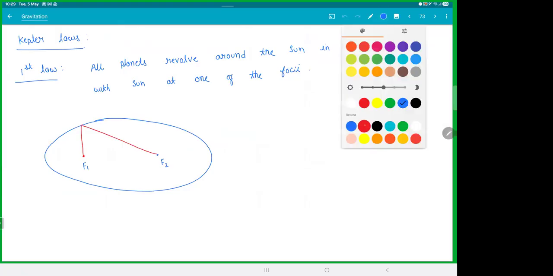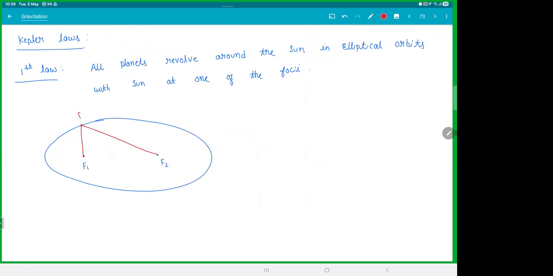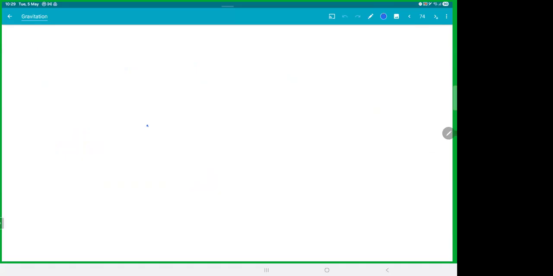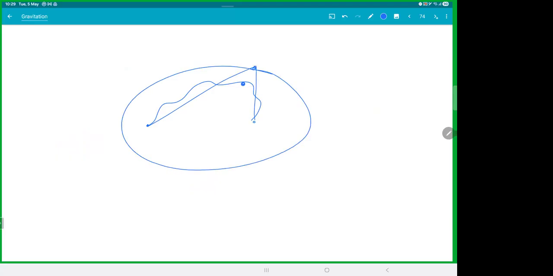So we have two foci there, and this is a point P. For an ellipse, this is the property: if you take any point on an ellipse and join it to the foci, F1P plus F2P will always be constant. If you have already done ellipse, you must know it. If you want to draw an ellipse, take two fixed points, take a loose thread, put your pencil here and make it tight, and then try to draw a circle. The shape you get is an ellipse.